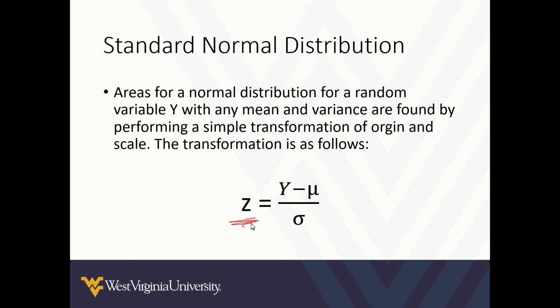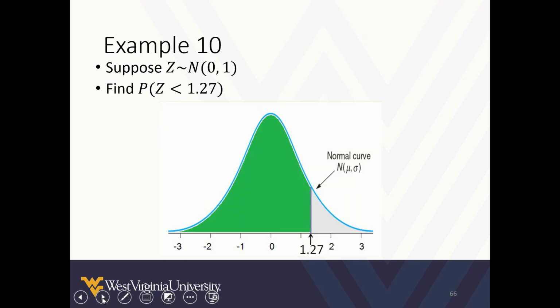Also, the standard normal distribution has some pretty nice properties that we as statisticians really like to use. And we'll get more into that later. But for now, let's focus on using our new z-score formula. So let's take a look at an example. Let us suppose that our value z follows the standard normal distribution with mean 0 and standard deviation 1, and we're interested in finding the probability of z less than 1.27.